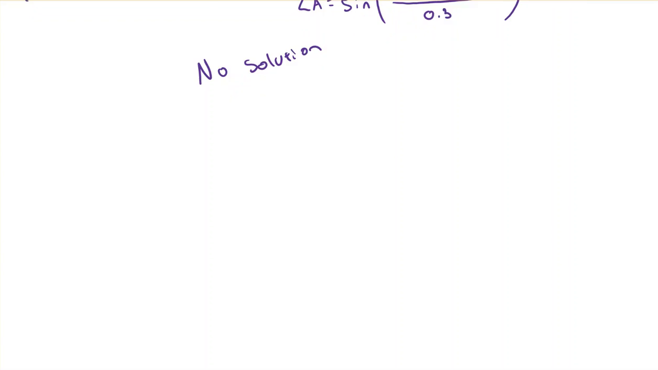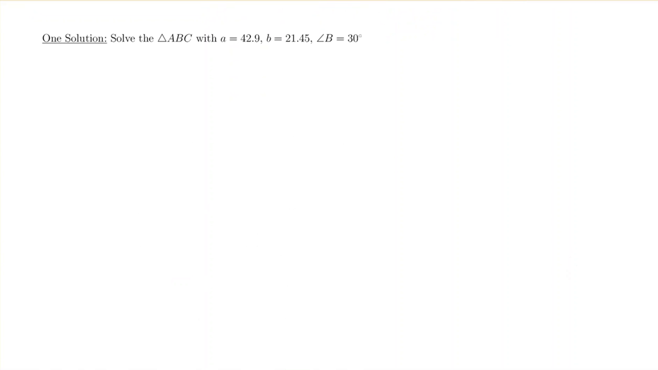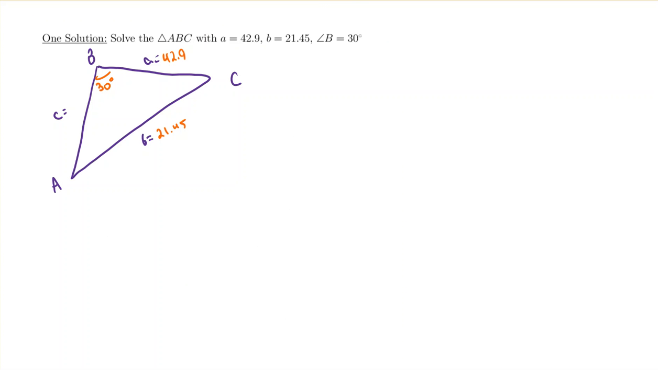If I'm going to look for the one solution case, I'm going to expect I won't have a calculator error at first. So I start off exactly like before, get my bearings, draw my picture and label, and I do that here. Then I need to set up the law of sines. My opposite angle and side length that I know is B. So I can start by writing sine of 30 degrees divided by side length B, which is 21.45. The only other information I know is about side length A. So I'm going to set this equal to sine of angle A divided by that side length A of 42.9.